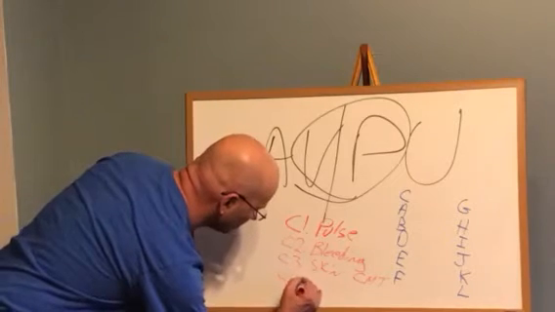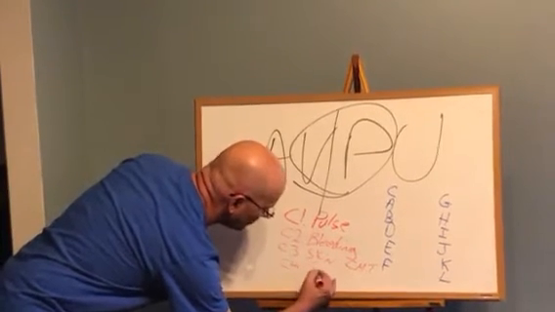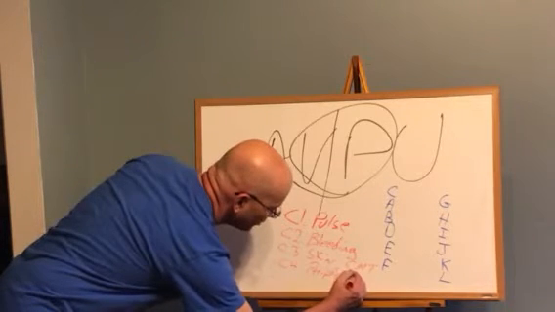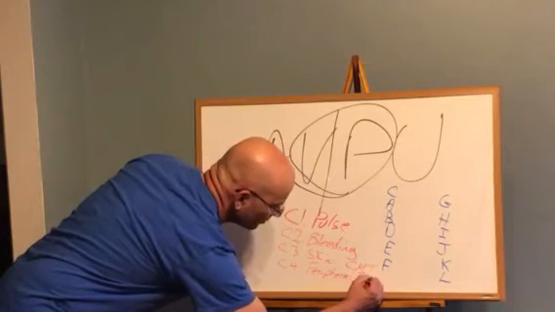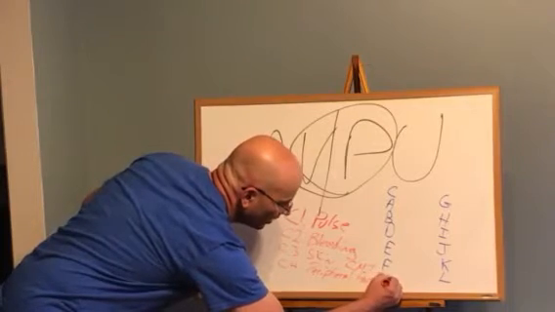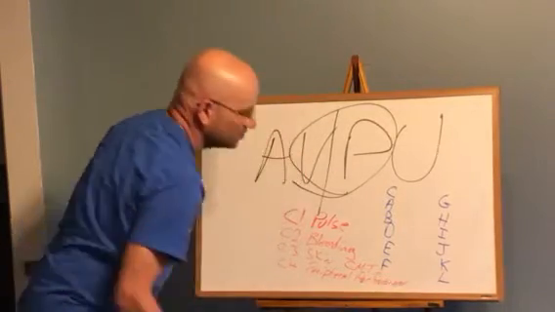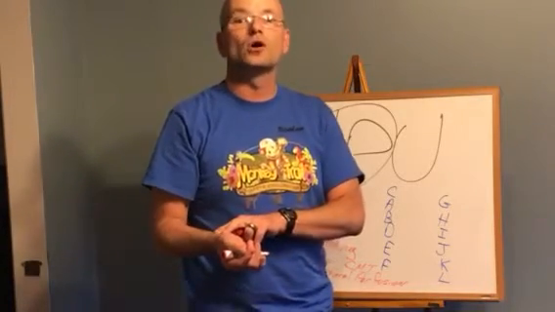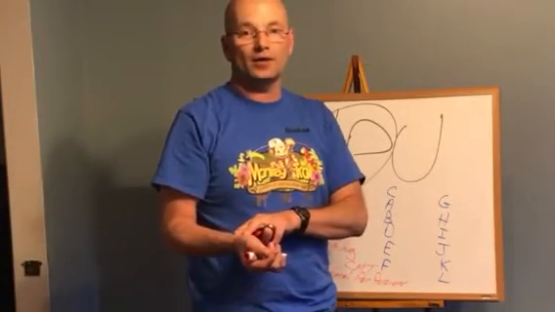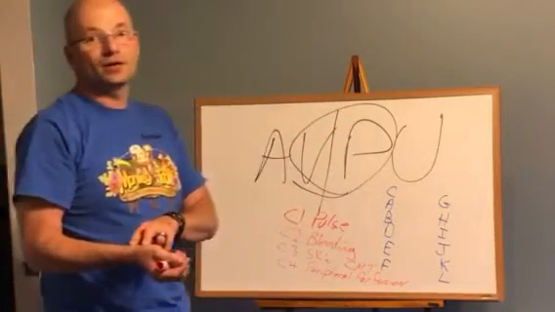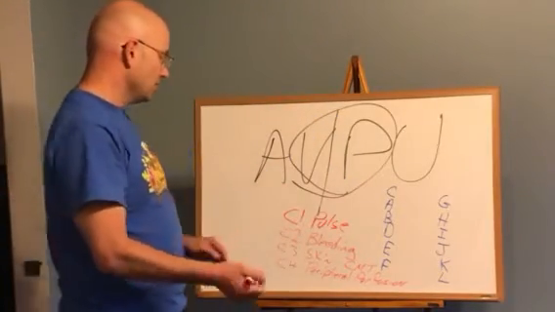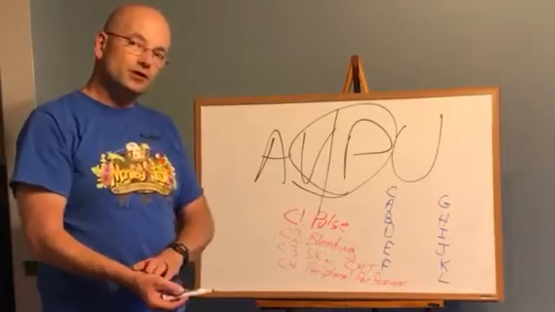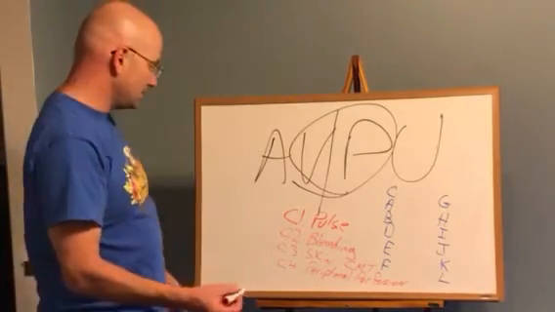C4 is peripheral perfusion. And peripheral perfusion means, do they have capillary refill or do they have a radial pulse or distal pulse? What that's telling you is whether or not they're in decompensated shock. So skin tells you if they're in compensated shock. Peripheral perfusion tells you if they're in decompensating shock.